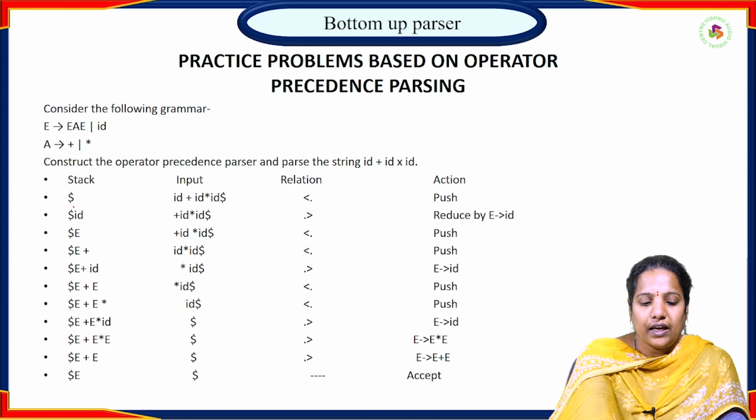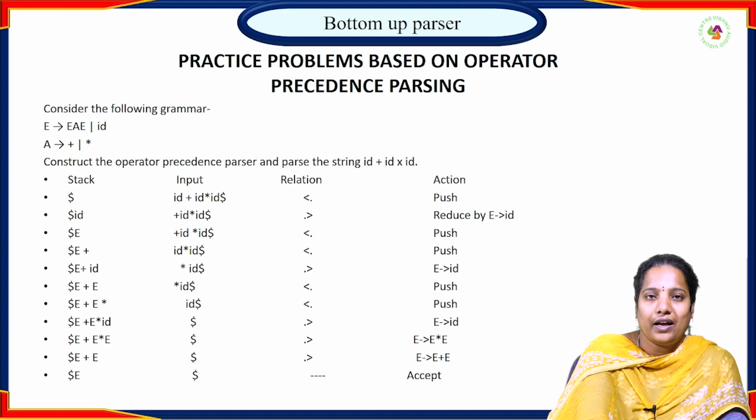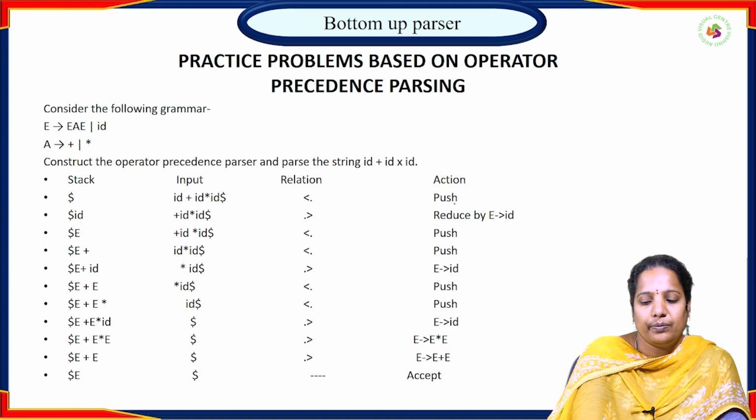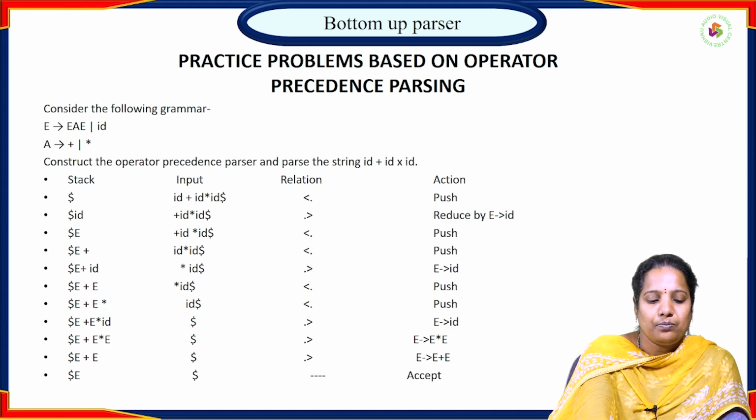First we take dollar and the given input, and compare dollar and id. When we compare dollar and id, dollar always has lesser precedence compared to all the other operators. Then we need to perform a push operation, and the current input symbol will be pushed onto the stack.